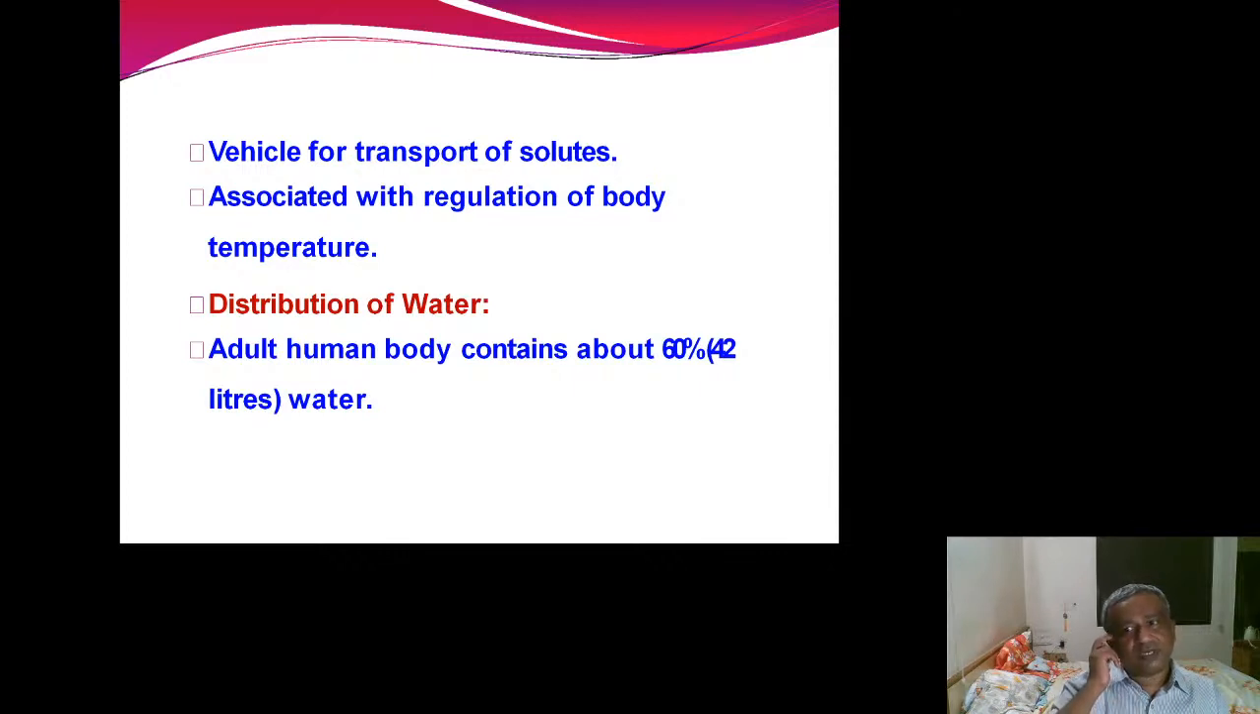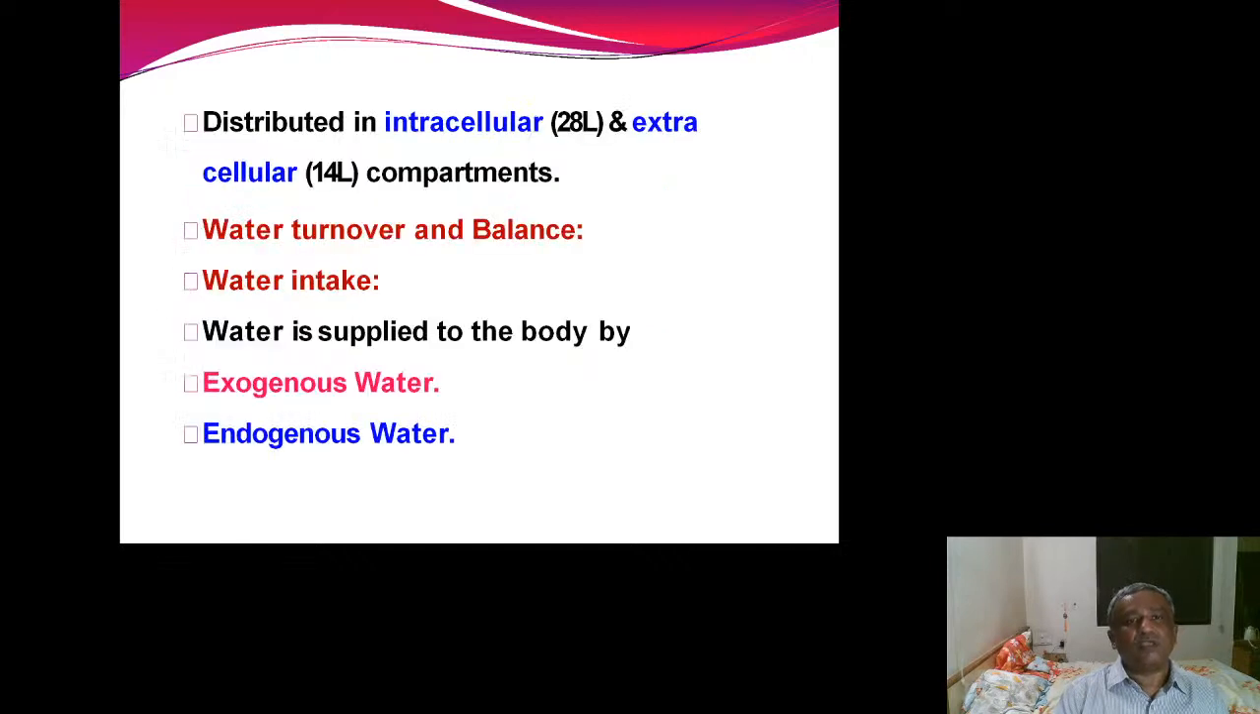Distribution of water: the human body is made up of about 60% water. There are 42 liters of water in a normal built human body, and this is distributed into intracellular, that is 28 liters, and extracellular, that is 14 liters.